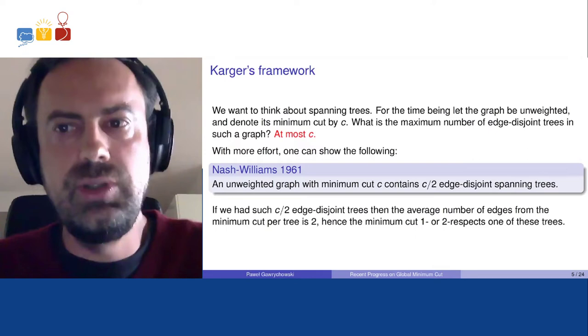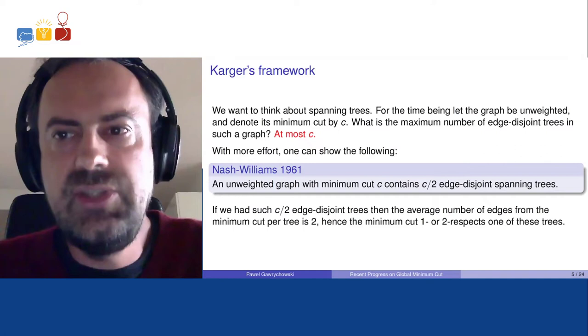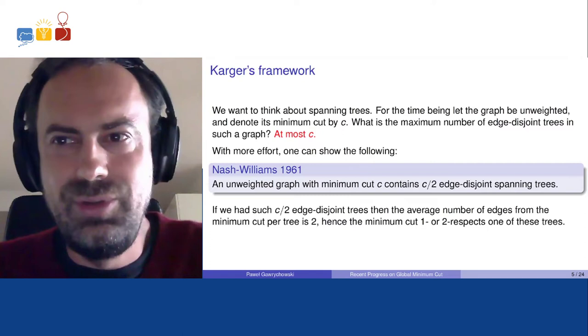And you can use this tree as this hint. Okay, so there is some connection between spanning trees and the minimum cut. And this shows that indeed there exists this tree that can be used as a hint, but it's an existential theorem. So you have to find those trees. So it's not so easy to apply this idea.